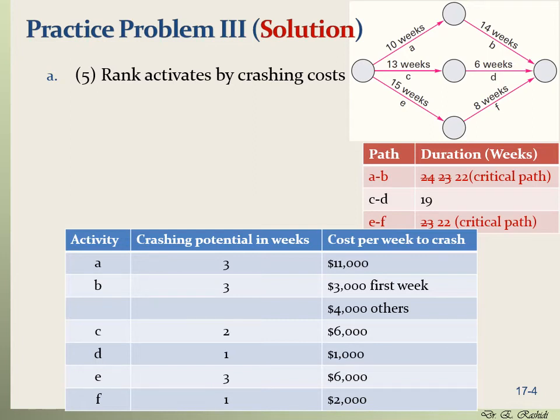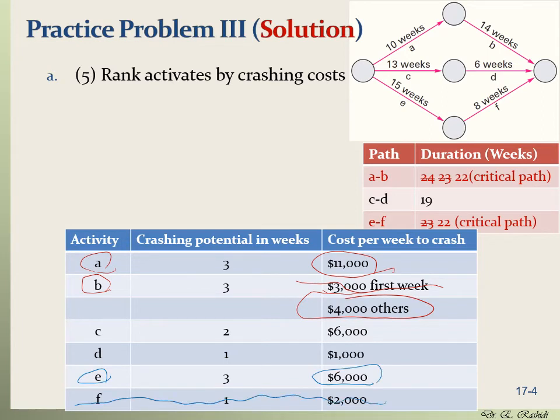For path AB, activity A, we see that it's going to cost $11,000 to crash this activity by 1 week. And for activity B, it's going to cost $4,000 because we already used this one the first week. So it's going to cost us $4,000 to crash activity B. For path EF, it's going to cost $6,000 to crash E, and we actually cannot use F because it can be reduced by 1 week, and we already used it before. So the only option to crash is E for path EF.